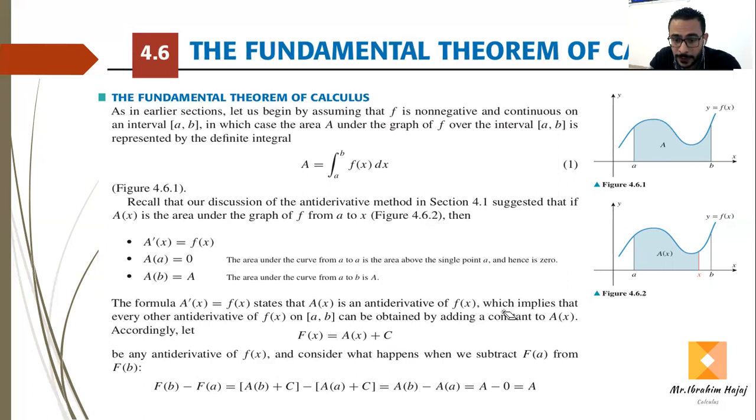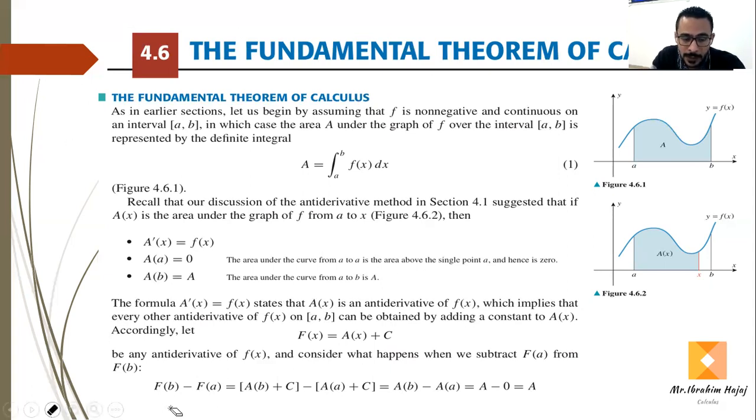Okay. The formula A prime of x equals f of x states that A of x is an antiderivative of f of x, which implies that every other antiderivative of f of x on the closed interval can be obtained by adding a constant c. So if uppercase F of x equals A of x plus c, for any antiderivative, consider what happens when we subtract F of a from F of b. And this is, guys, the second part of the fundamental theorem of calculus.